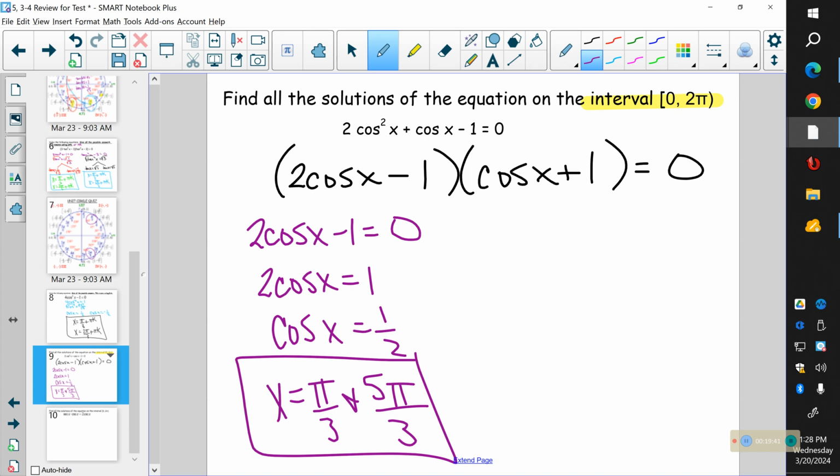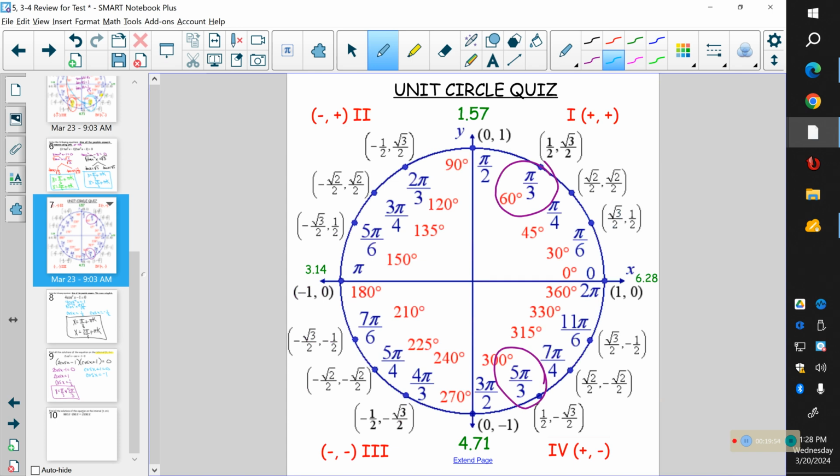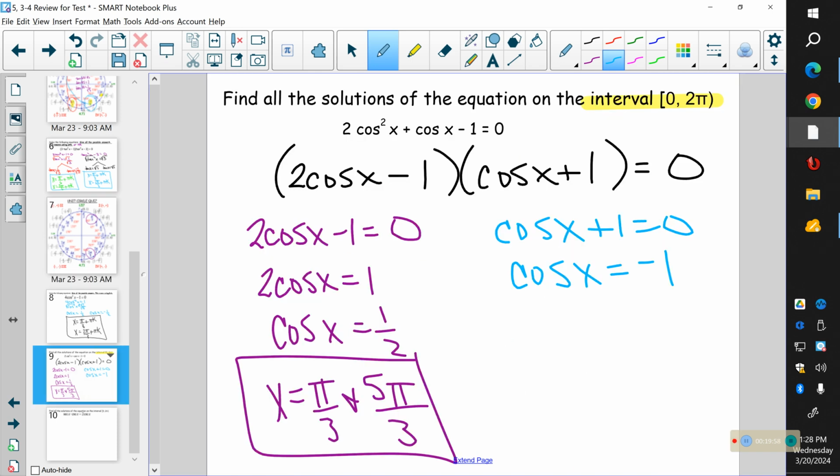Okay, come over here and do the other parenthesis. Cosine of x plus 1 is equal to 0. Cosine of x is equal to negative 1. Where on my unit circle is cosine equal to negative 1? At pi. So I simply say x is equal to pi, and those are my 3 answers that I expect you to have on the test. Does that make sense?